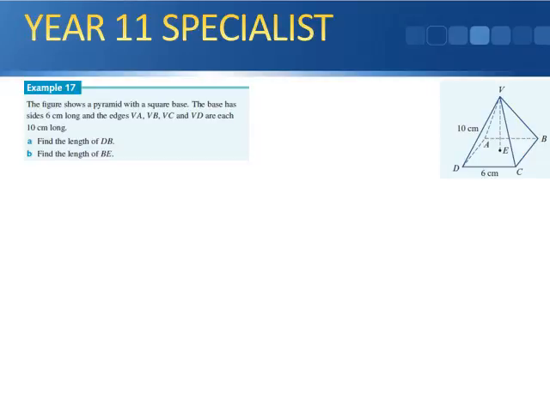Question 17. The figure shows a pyramid, which is there. The base has sides 6, and the edges that are there are each 10 centimeters long. Part A, find the length of D to B. So D to B is on the base, it's the diagonal of the base. So again, I've got a right angle triangle. So quickly drawing that down.